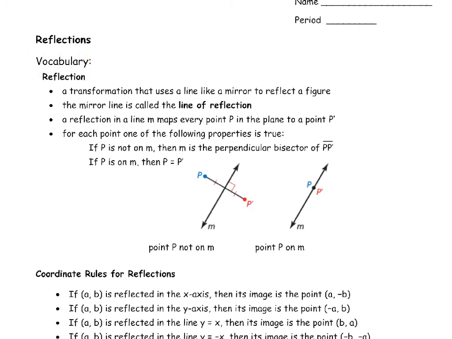So this is the next transformation. So what is a reflection? It is a transformation that uses a line like a mirror to reflect a figure. The mirror line is called the line of reflection.